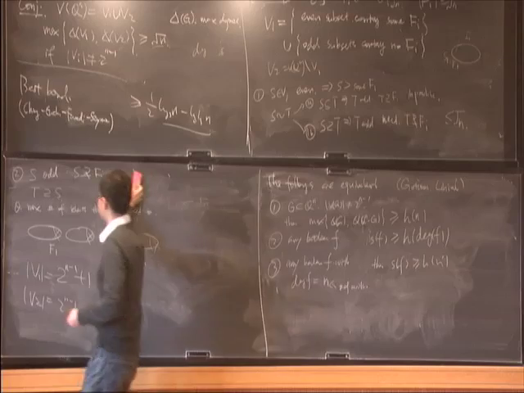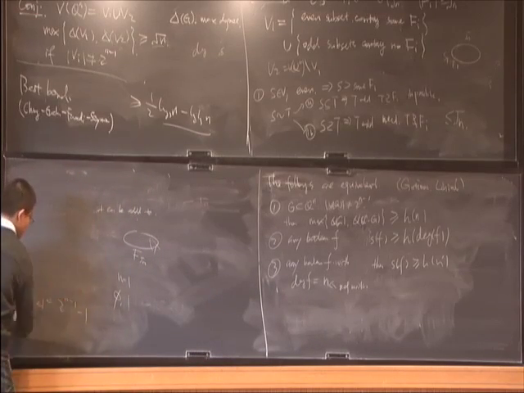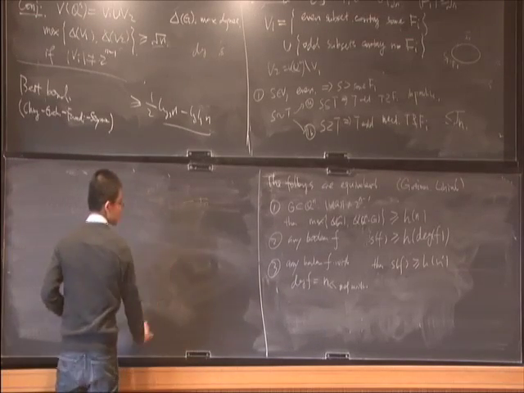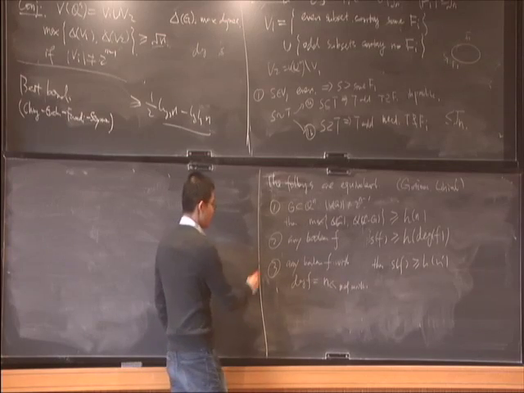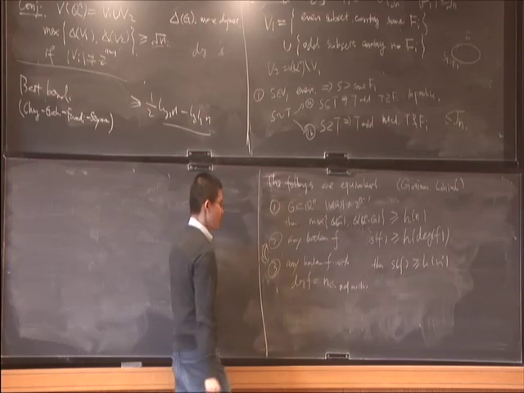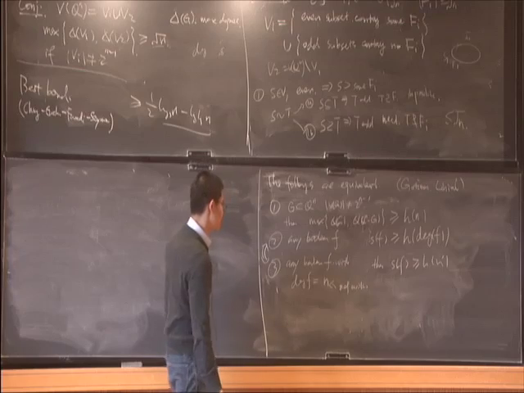Yeah, let's do it here. So let's see why 2 and 3 are equivalent. So obviously 2 implies 3.